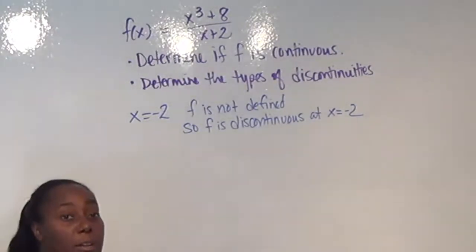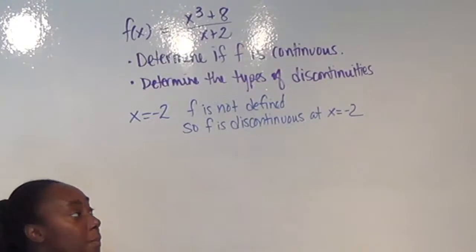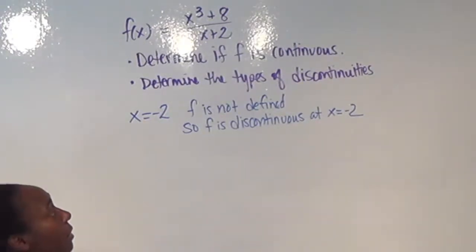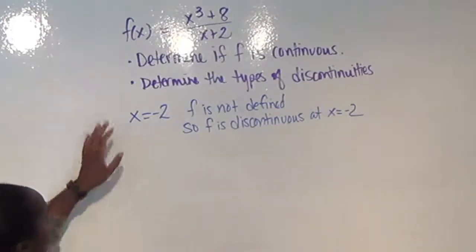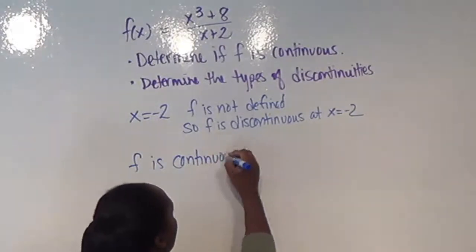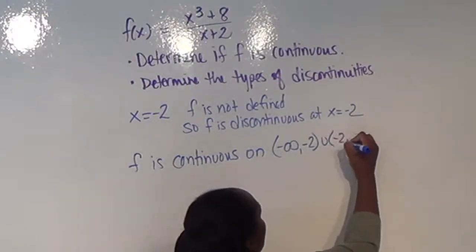If we look at the numerator, it's a polynomial, so any value we plug in there, we know it's going to be continuous. It's going to be defined, and the limit is going to equal the function value, which means that the limit exists. If we look at the denominator, the same thing is true. It's a polynomial, in this case a linear function. So everywhere but at -2, that function is going to be continuous. Okay? So here's our only point of discontinuity. So f is continuous on the intervals from negative infinity to -2, union -2 to infinity.